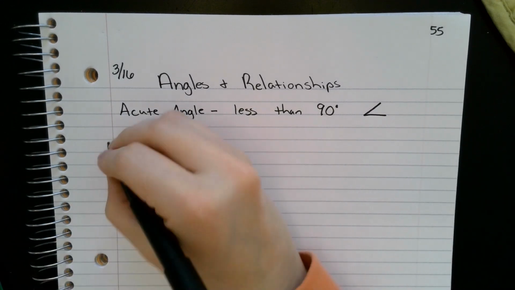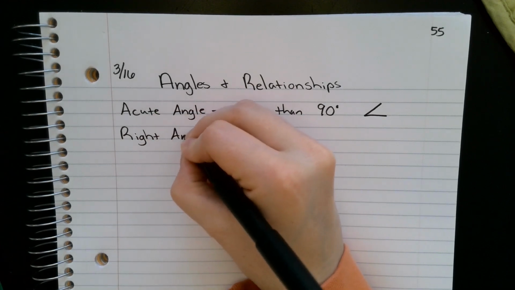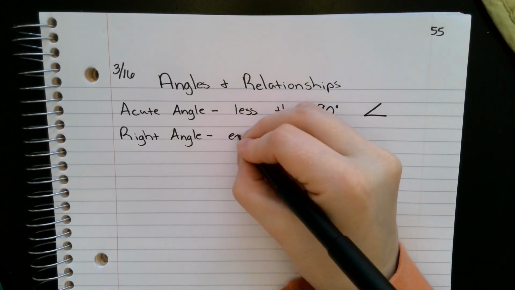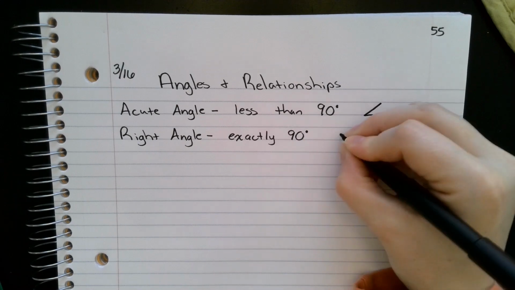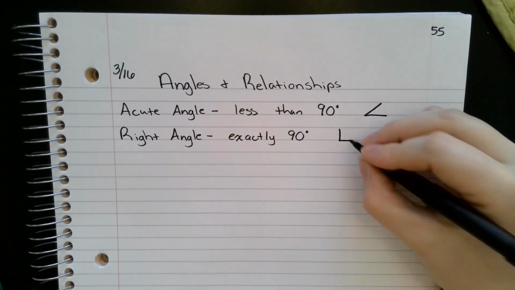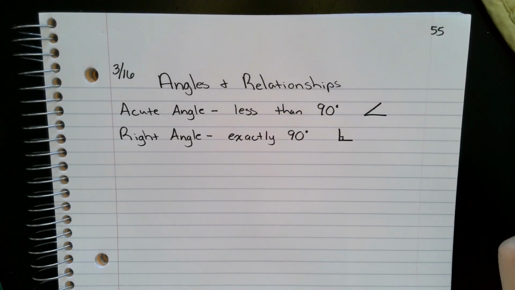Okay, we also have a right angle. And for the definition of a right angle, it is exactly 90 degrees. And it looks like a little L shape. Okay, so it forms that little L. Sometimes we have a little box inside to indicate that it is a 90-degree angle, so that's something that you might want to look for.